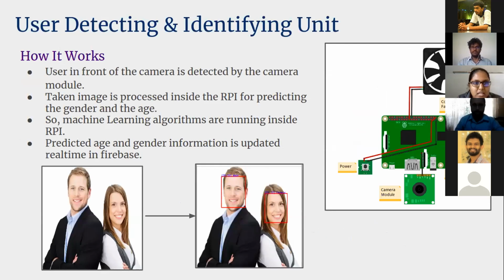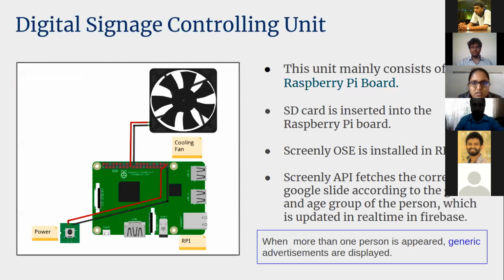Next slide. In the user detecting and identify unit, the image taken from the camera is processed inside the RPI with machine learning algorithms, and the results are updated in real time in Firebase. Next slide. According to the updated age information in Firebase, the best advertisement will be fetched from Google Cloud and displayed on the screen. Next slide.